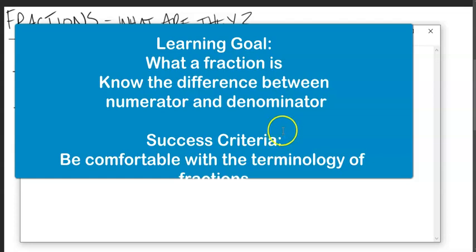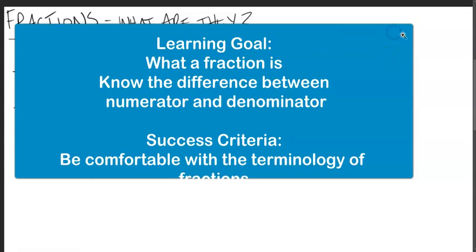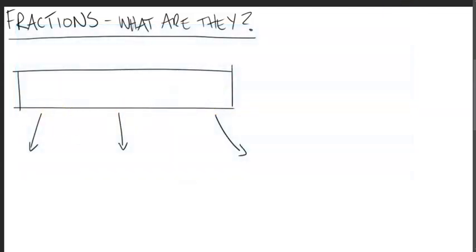So the learning goal for this video is just to know what a fraction is, look into different types of fractions and to know the difference between what a numerator and what a denominator is within a fraction. The success criteria is to be comfortable with the terminology of fractions. We won't be looking into examples for this. This is purely just an introduction video, but the next video will be looking at different types of examples which I'll be taking from a Central Assessment. So what is a fraction?